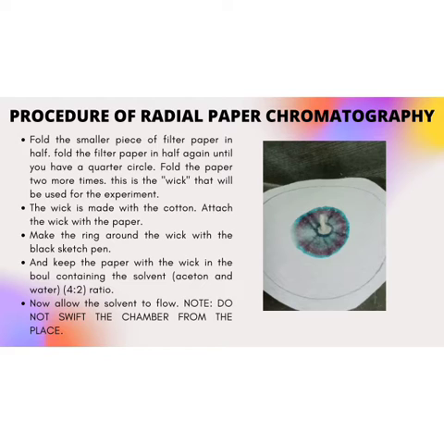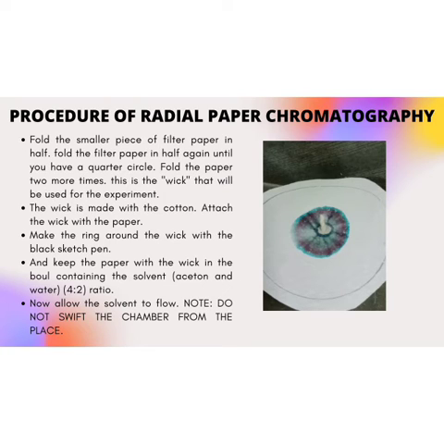Fold a smaller piece of filter paper in half. Fold the filter paper in half again until you have a quarter circle. Fold the paper 2 more times. This is the wick that will be used for the experiment. The wick is made up of cotton which is attached to the paper via a stick. Make a ring around the wick with a black sketch pen and keep the paper with the wick in a bowl containing the solvent, that is acetone and water in the ratio of 4:2.